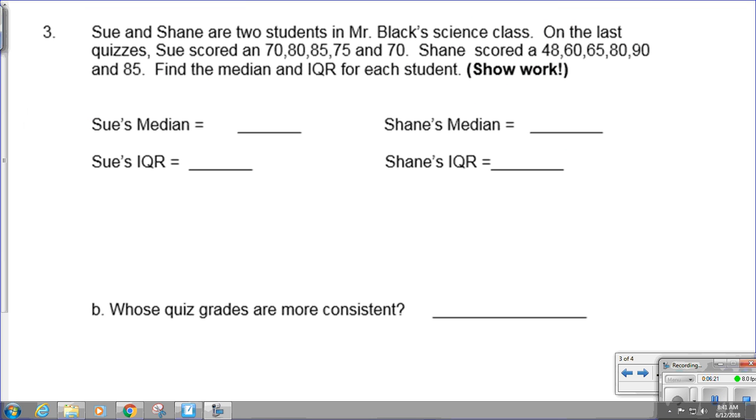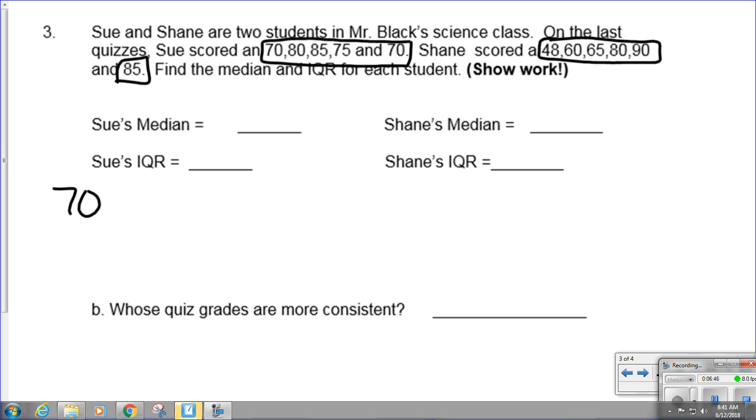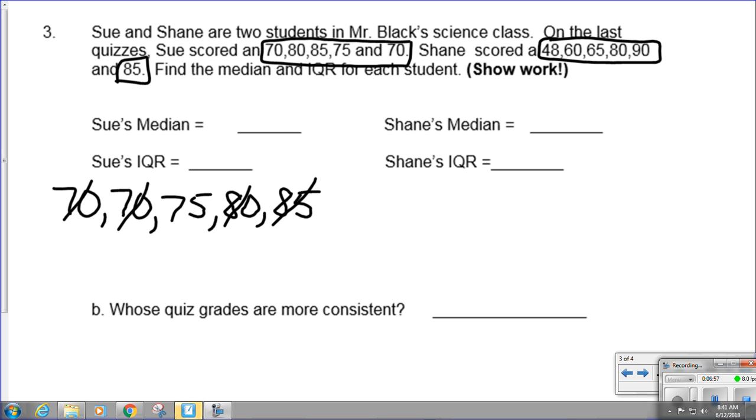Even though these two questions don't ask you to find Q1 and Q3, you actually do need to find them to find the IQR. And pay close attention because Sue, they have an and here. And as well as Shane, there's an and, so you don't want to miss that important number. Okay? So Sue, we want to deal with her first. Her numbers in order are 70, 70, 75, 80, 85. Finding the median, which is also your Q2, is 75.